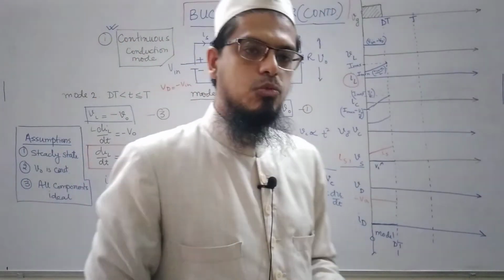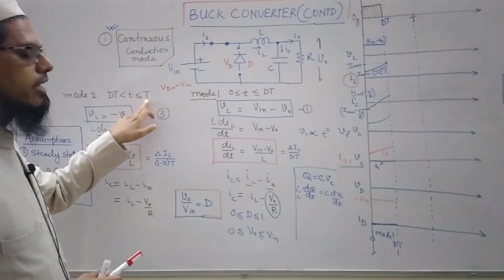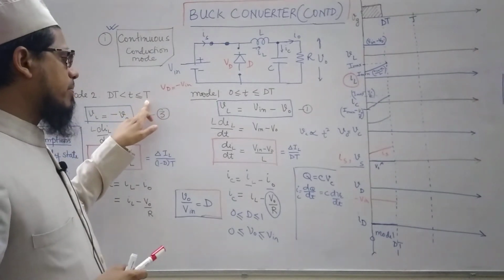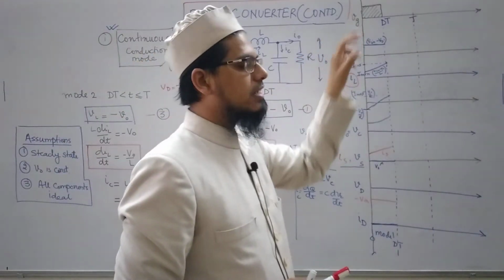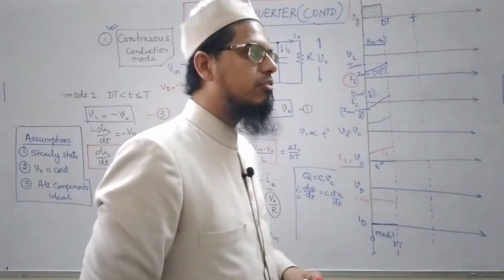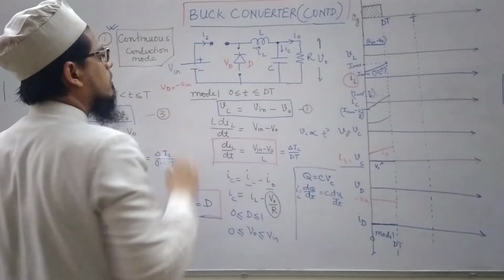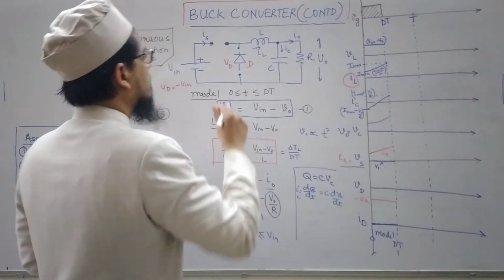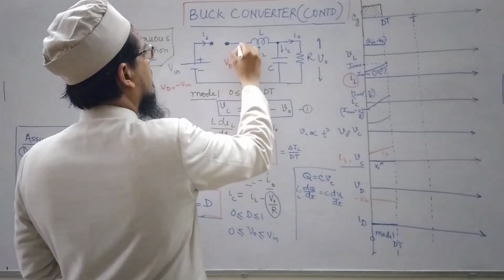Now let's move to the second mode, which starts from dt and ends at t. In this case, let's start with the gate signal. Definitely we don't have to provide any gate signal to the MOSFET to turn it off, and in that case the switch will be as good as an open circuit, and now the diode would be conducting.